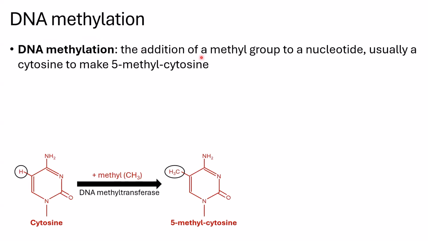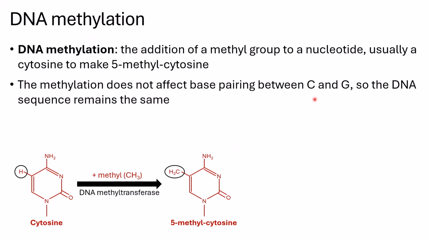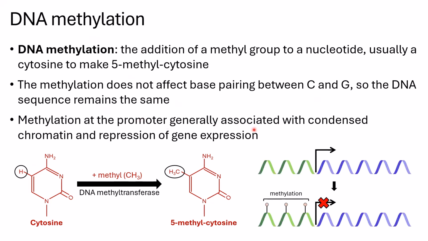One type of epigenetic modification is DNA methylation. This usually involves the addition of a methyl group to a cytosine, although other nucleotides can be methylated as well. While this modifies the cytosine, it does not affect its ability to pair up with guanine, and therefore does not affect the DNA sequence itself. DNA methylation on the promoter is generally associated with more condensed chromatin and repression of gene expression.